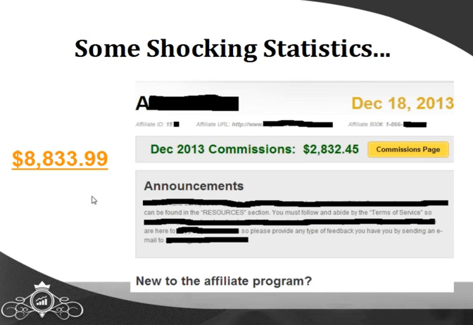So the total for the site in that 60 days was $8,833.99. Now, because there's no paying for traffic, and with the exception of a domain name and a hosting account, this is profit. There's no overheads to pay here. There's nothing expensive. This is the money that's in your pocket, the money that you use to pay the bills or to buy holidays or do whatever you want to do. So that's what was possible for this little site.